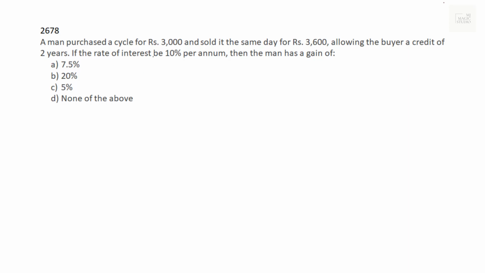A man purchased a cycle for 3,000. The cost price to him is 3,000, and he sold it the same day for 3,600, allowing the buyer a credit of 2 years. He has sold it now, but the buyer will give him money after 2 years. After 2 years he will get rupees 3,600. If the rate of interest is 10%, find the gain.